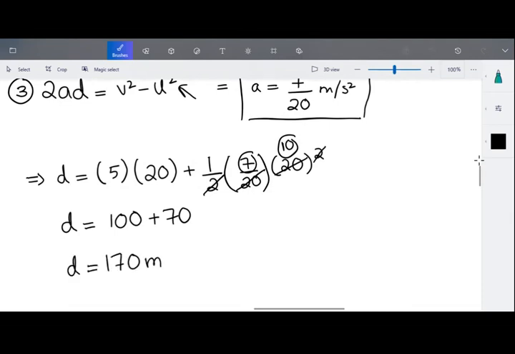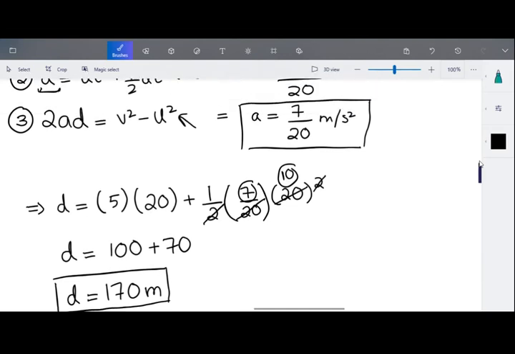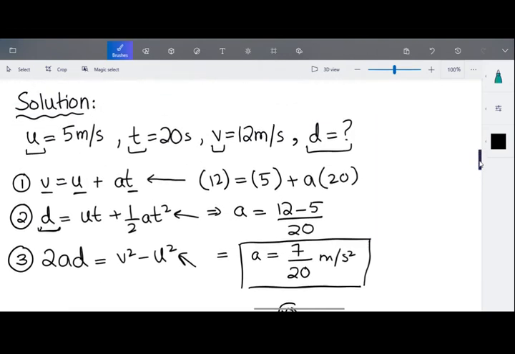Now, obviously, the answer is important, but what's more important over here is for you to understand the process that we just went through. So you need to identify what you know and what you don't know, and then look at the equations of motion and figure out how you're going to be using them to find your unknown. So this sums up the demo that I had prepared.